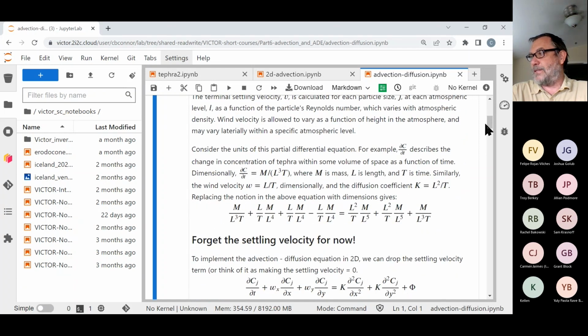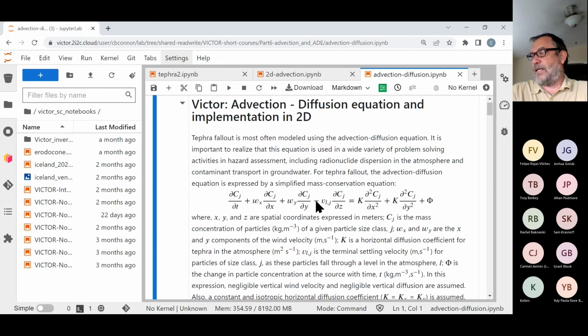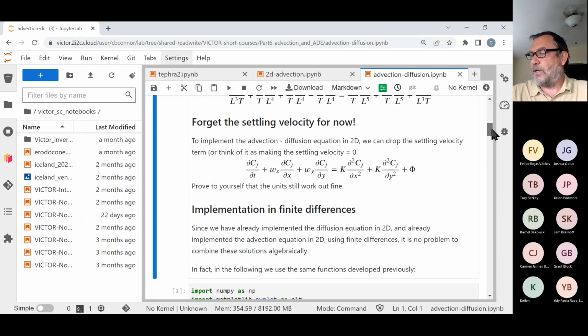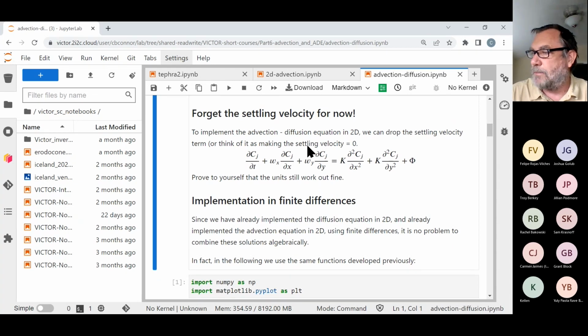And the only difference is forgetting about this term. So you can say, okay, well, the settling velocity is 0. Particles are not settling out of the model as I implement this code. It just turns out to be a little bit easier to implement right out of the box. So I'm going to do that.